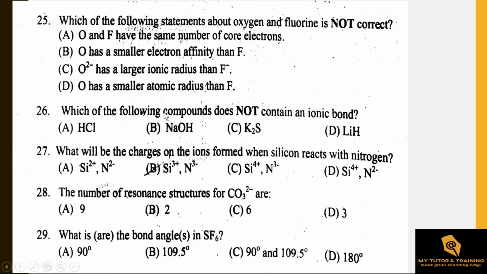Here we have oxygen with 8 electrons and fluorine with 9 electrons. The electron configuration for oxygen is 1s2, 2s2, 2p4. And for fluorine, 1s2, 2s2, 2p5. So for both oxygen and fluorine, we have the same number of core electrons. Core means the number of electrons from the outer shell inward, which is equal for oxygen and fluorine. How many are they? Two. So oxygen and F have the same number of core electrons. Yes, that is correct.